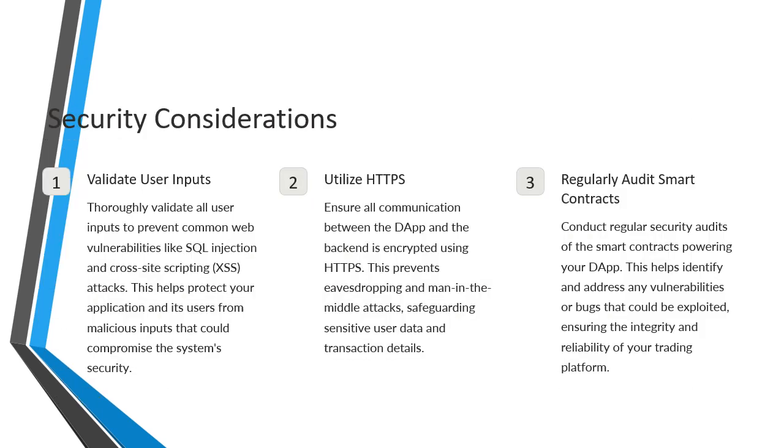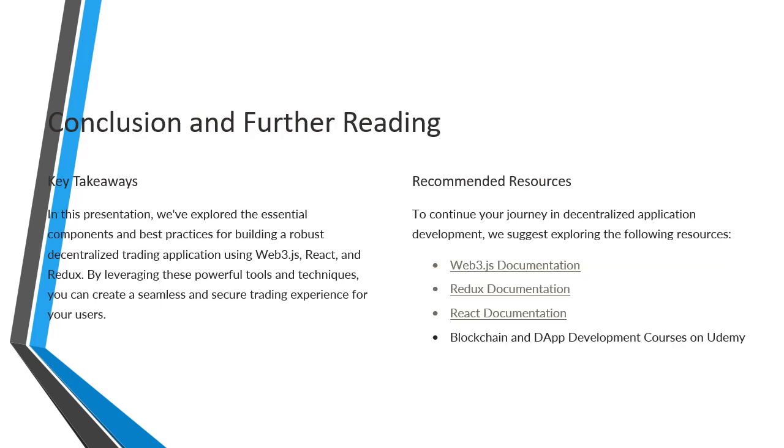We should also add some security considerations, like validating the user inputs, utilizing HTTPS, and regularly auditing smart contracts. Thirdly, validate all user inputs to prevent common web vulnerabilities like SQL injection and cross-site scripting. Ensure all communications between the DApp and the backend are encrypted using HTTPS, and conduct regular security audits of the smart contracts powering your DApp.